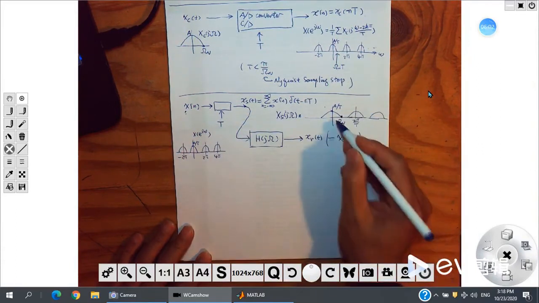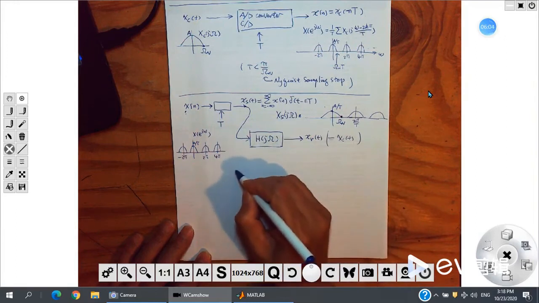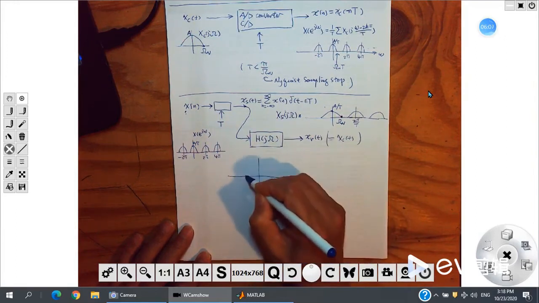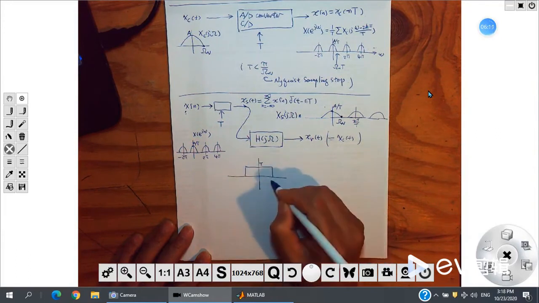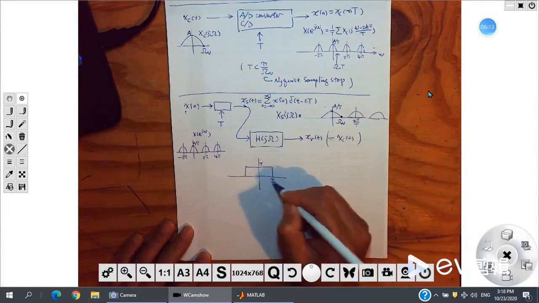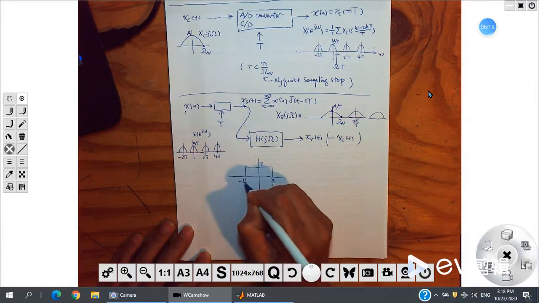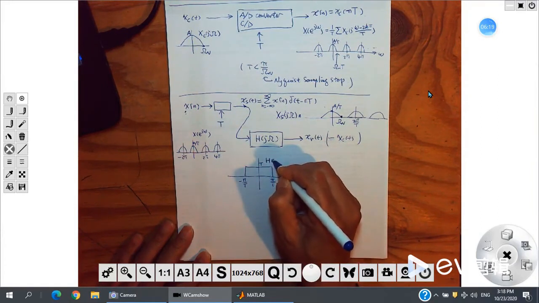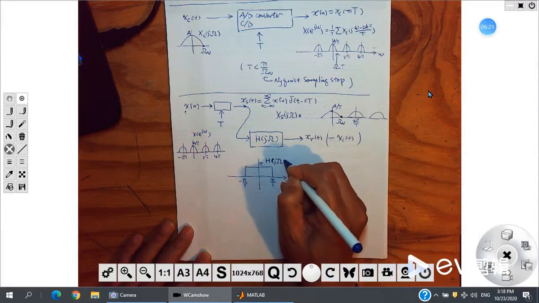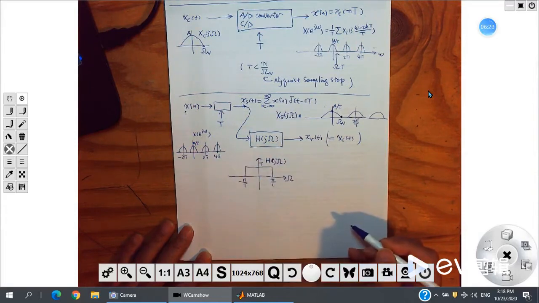And then what is H? H will be this one. It is a low pass filter. Here the value is T, here is π over T, and here is negative π over T. This is capital Omega. This is H(jΩ).